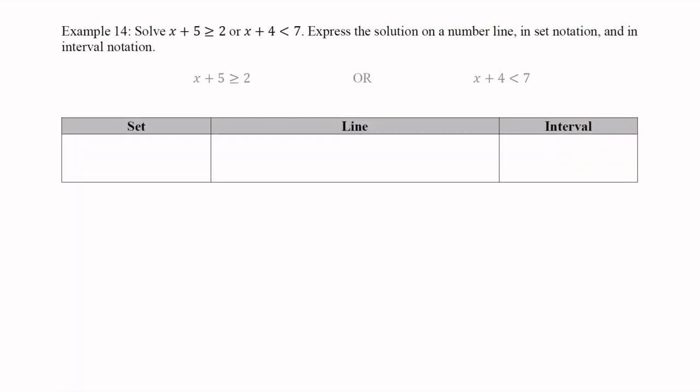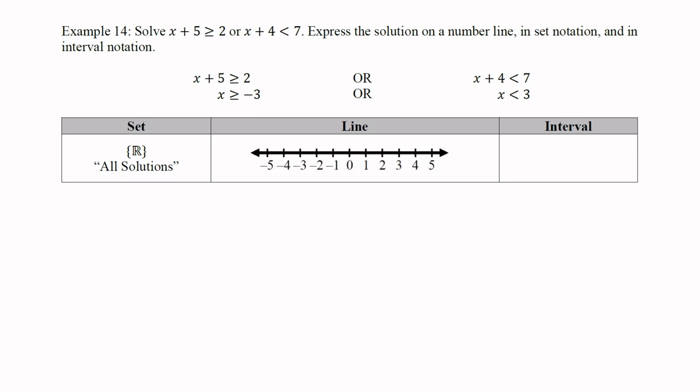For this OR statement, we're going to solve each side independently. We get x is greater than or equal to negative 3, or x is less than 3. And we want to do everything. Well, if x is greater than negative 3, and we have a part that has x is less than 3, everything is going to be part of the solution. So we have all real numbers as our set. We have everything shaded on our number line, and our interval would be negative infinity to positive infinity.